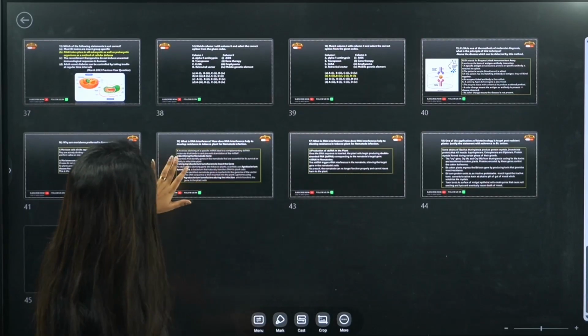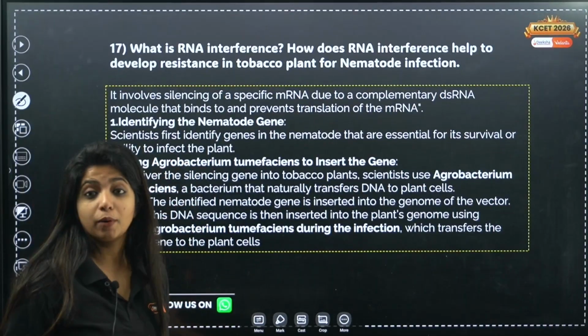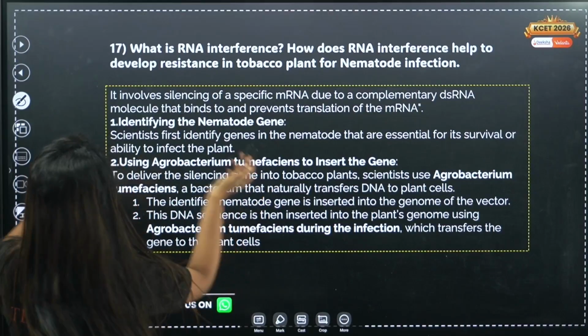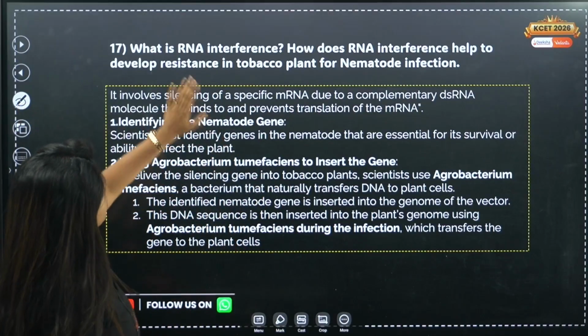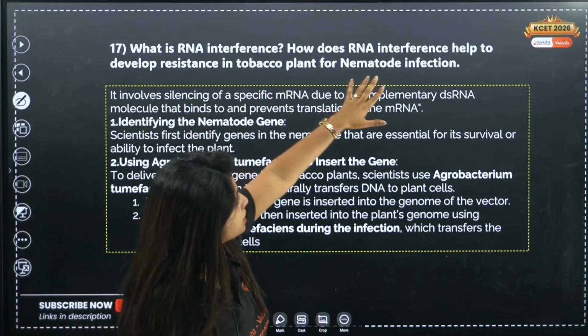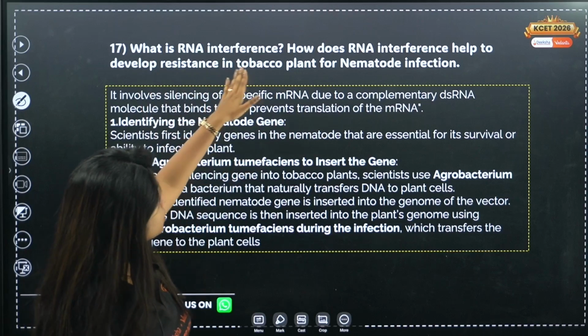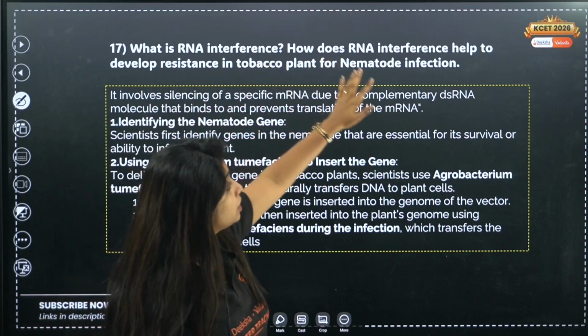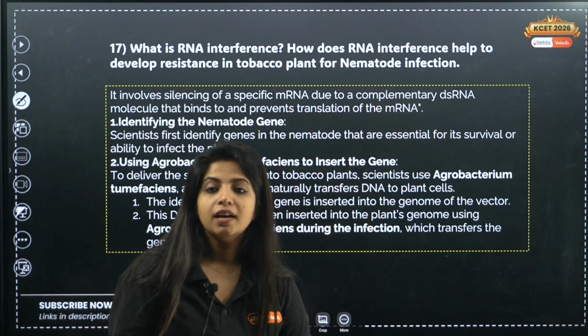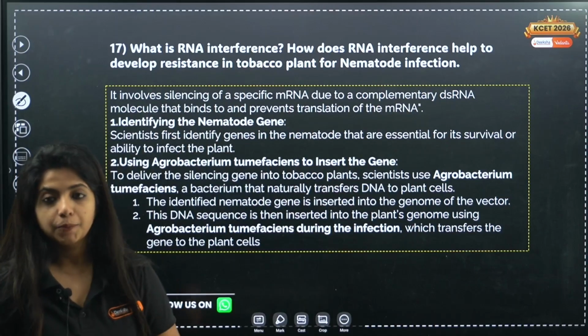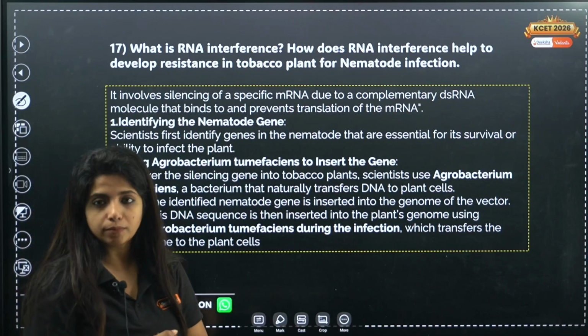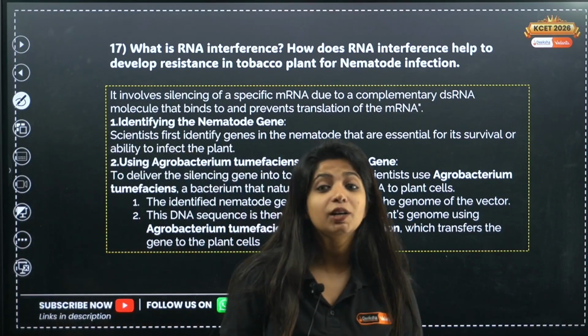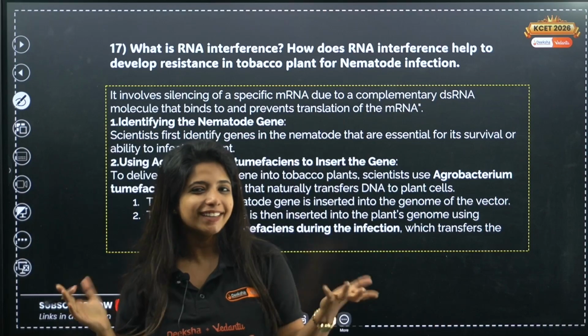So this is the question. This is again a 5-marker question that has been asked previously. I'm explaining it to you in the form of an MCQ also. So what is RNA interference? How does RNA interference help to develop resistance in tobacco plant for the nematode infection? So my dear children, I'll tell you a story. So there is a nematode, a worm, whose name is Meloidogyne incognita.